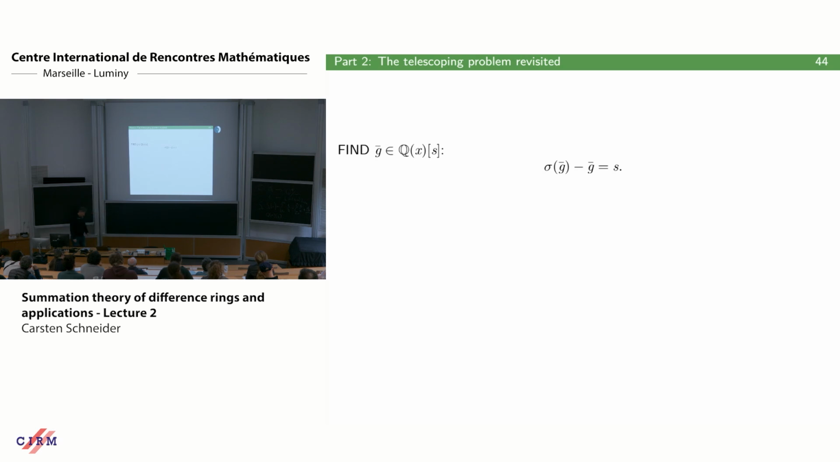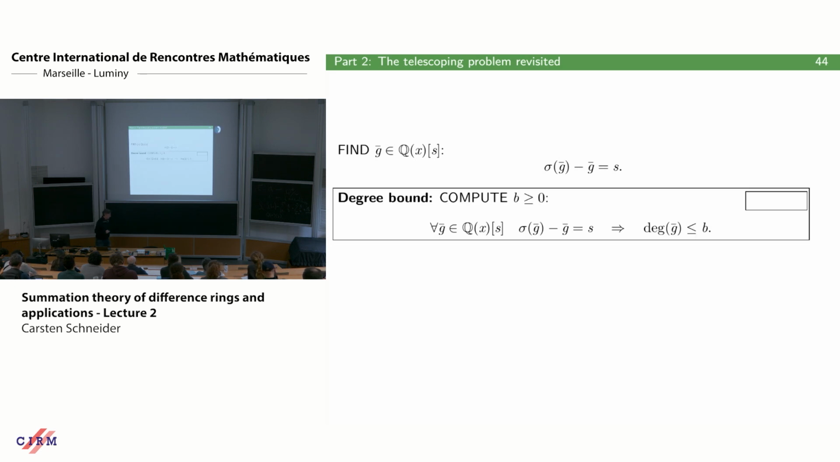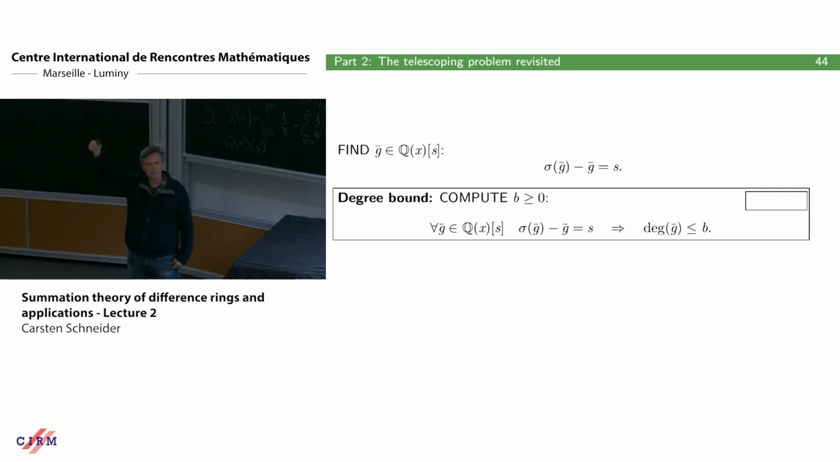Now, let me give you some more details how I can solve this. So I want to find an element in this formal ring such that this difference equation holds. So the first thing one has to do is degree bounds. One has to bound how big the degree can be of the solution. So we have to find a B with the following property. Whenever there's a solution of my telescoping equation, the solution should be bounded in the degree by B. So it should be the worst case how big the degree can be of my polynomial solution. Okay? And in this particular case, it's B equal 2.